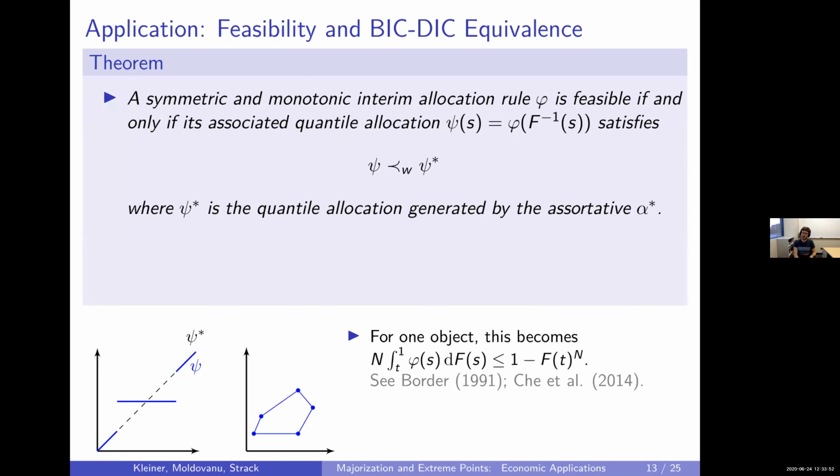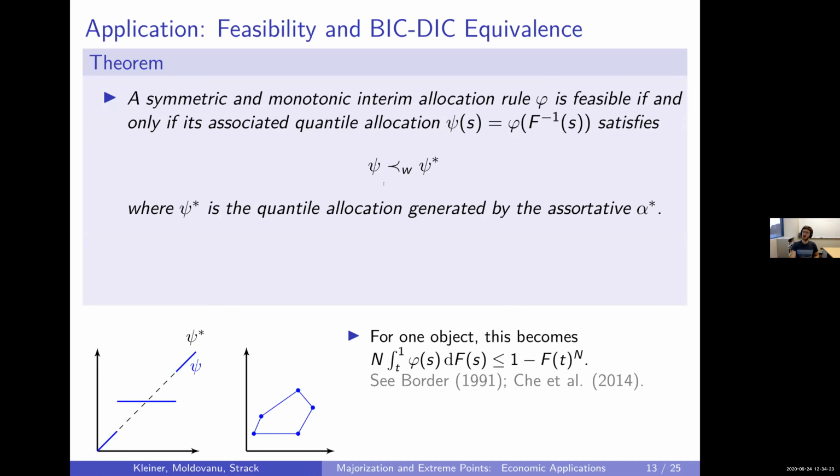And it turns out that you can formulate this feasible set as a set characterized by a majorization constraint and a monotonicity constraint. So the result here is that a symmetric and monotone interim allocation rule phi is feasible if and only if its corresponding quantile allocation rule psi is weakly majorized by the corresponding rule that you get from assortative matching. So assortative means highest object to highest type and so on.